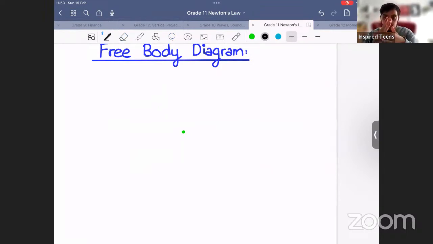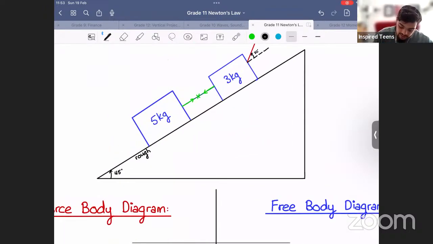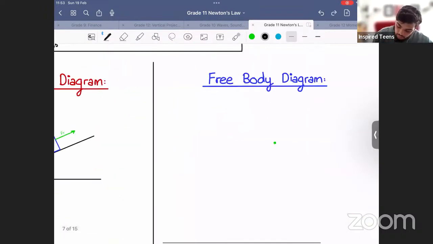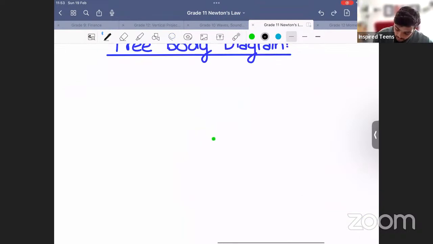identify your vertical and your horizontal. Your horizontal is always parallel to the surface. Horizontal is always parallel to the surface. So in this case, my surface is at a 45-degree angle to the slope, to the horizontal, sorry. So my horizontal is going to be just like this. Okay, that is my horizontal.